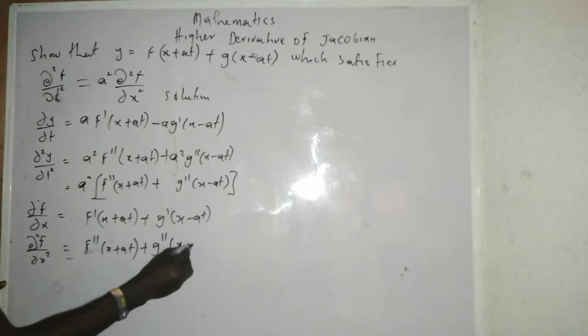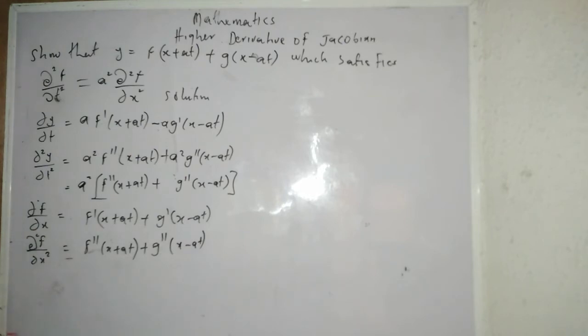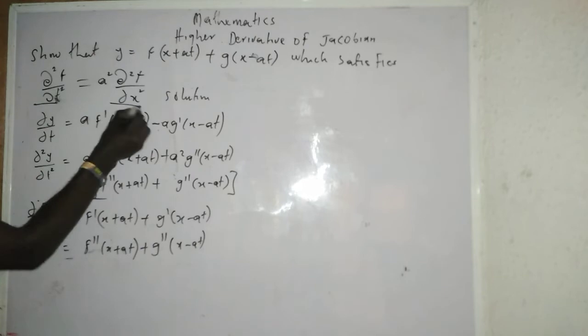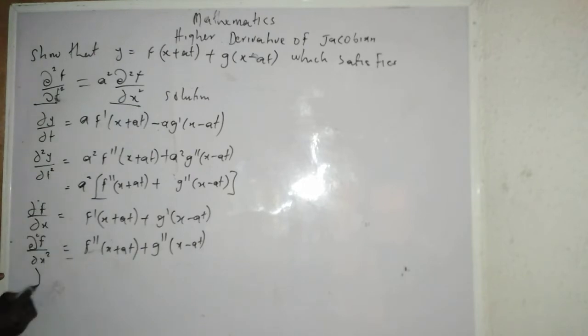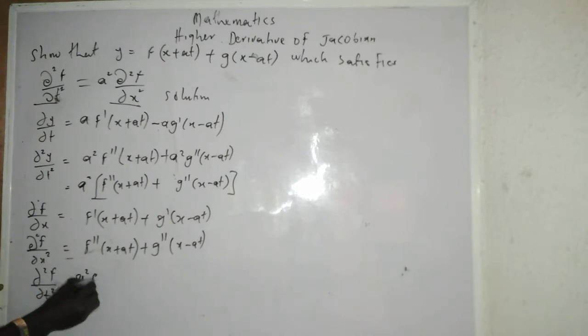Now, I can now state my condition. The condition states that what? This is equals to this, which I have e of what? Of f all over what? Which it can be equals to what? A squared of f all over x squared.